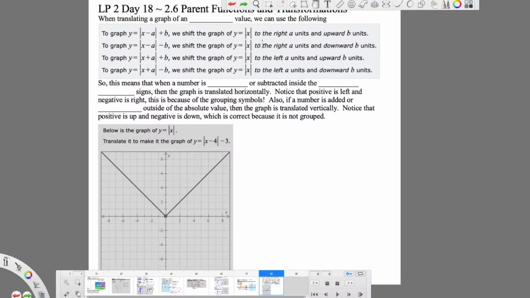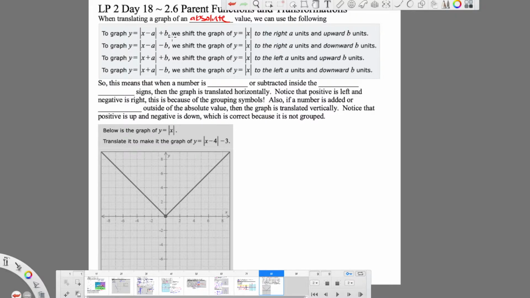So when translating a graph of an absolute value, or really you can apply this to any function, we're just going to change some of the groupings when we're doing this. But let's go ahead and take a look at the absolute value first. So to graph y equals the absolute value of x minus a plus b.